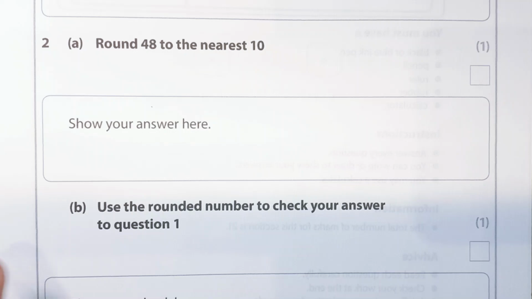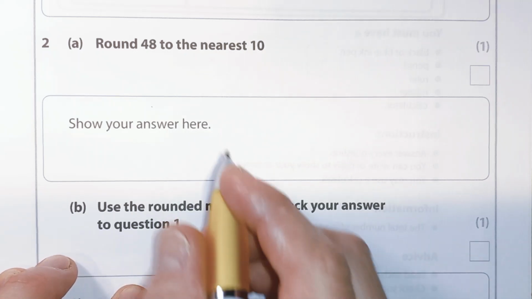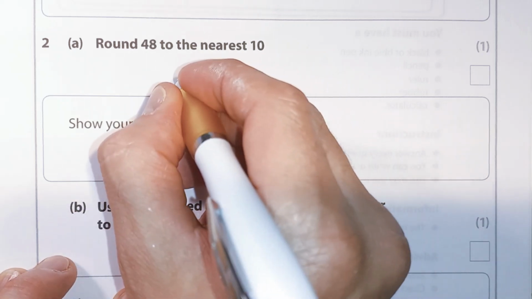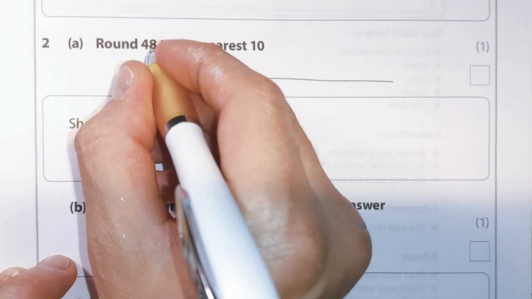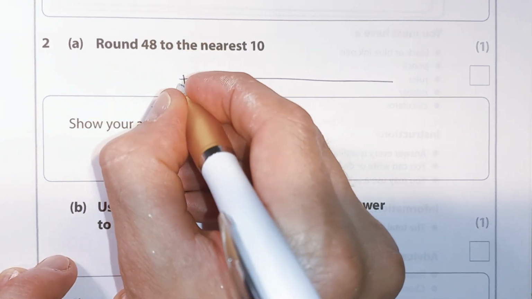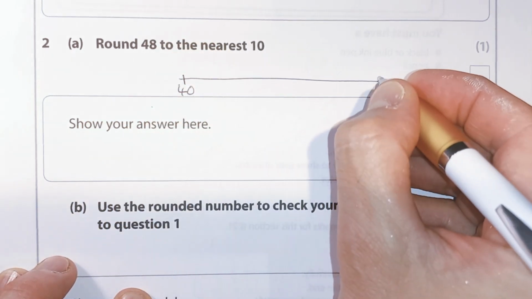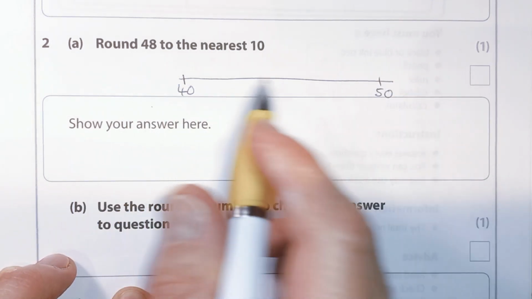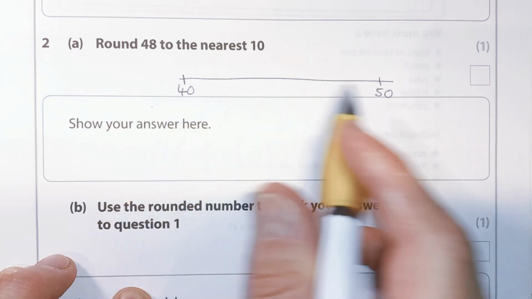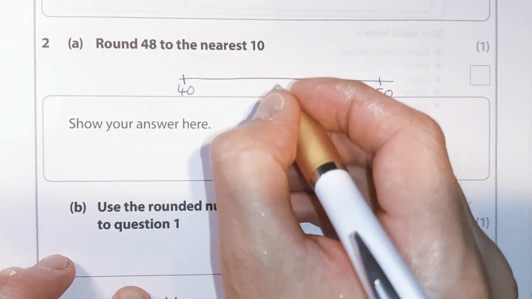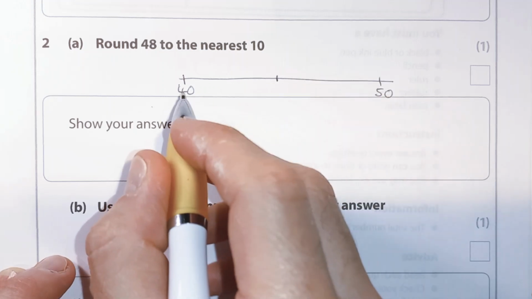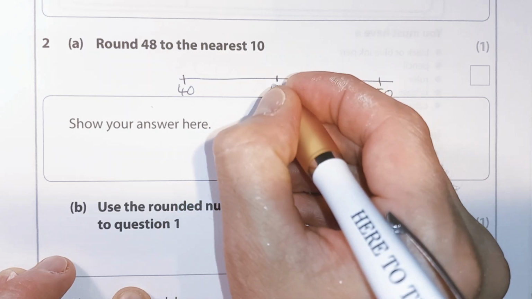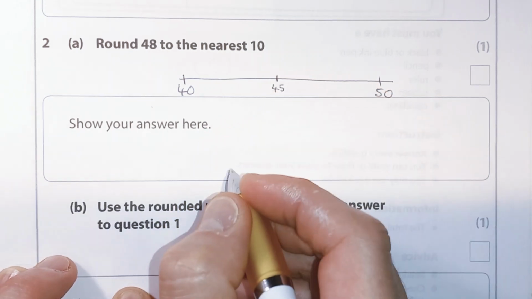Question 2. Round 48 to the nearest 10. Right, so we're thinking in tens. So like 10, 20, 30, 40. So 48, well, it's more than 40, and the next 10 up from 40 would be 50. So we can see that 48 must be in between these two numbers. These are the two 10s. So one of these is going to be our answer. Let's think about what halfway would be. Well, halfway between 40 and 50, the gap is 10. Half of 10 is 5, so that halfway is going to be 45.